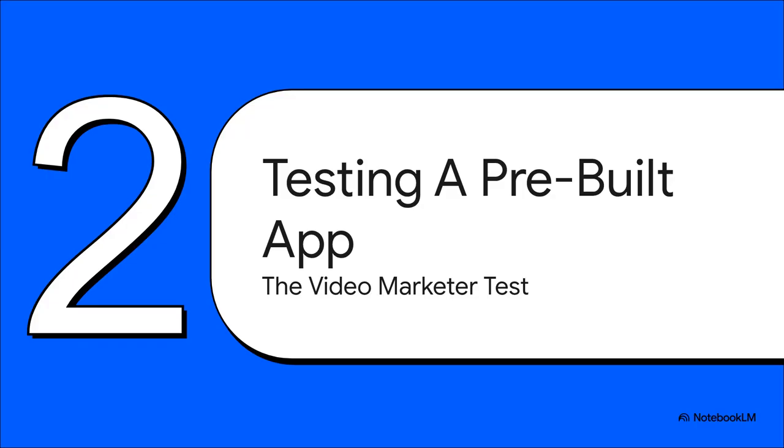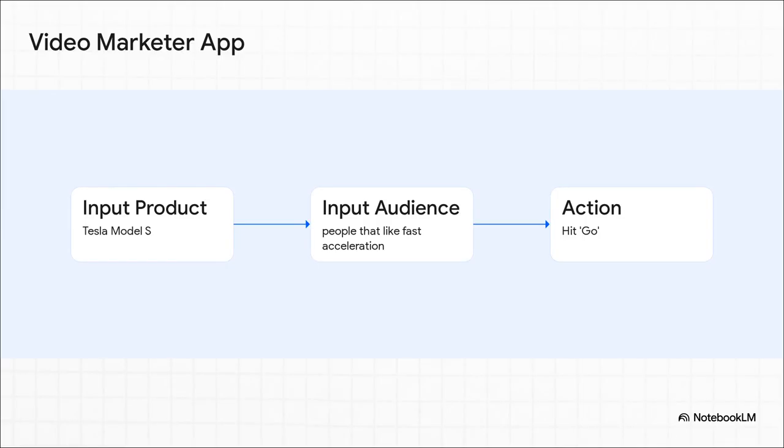All right, so to kick things off, our reviewer did the smart thing. He grabbed one of Opal's pre-made templates just to see what it could do right out of the box. He picked an app called Video Marketer, which sounds like a perfect test. And check out how simple this is. It's kinda nuts. All the user did was type in Tesla Model S for the product. Then, for the audience, he just put people that like fast acceleration. That's it. He hit go and just let Opal take over.